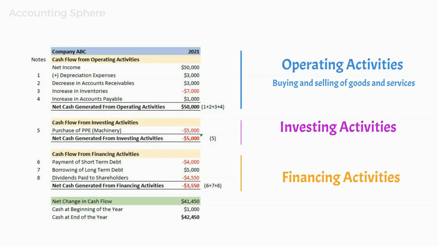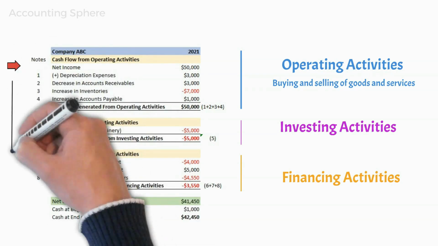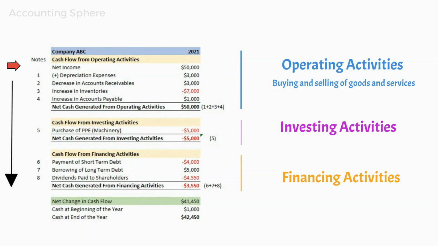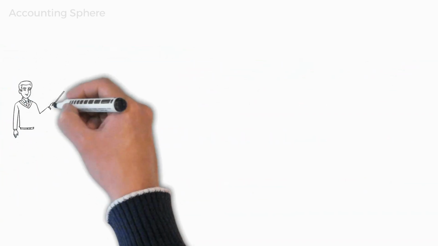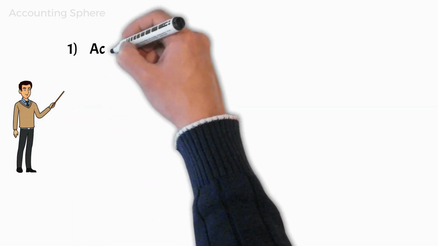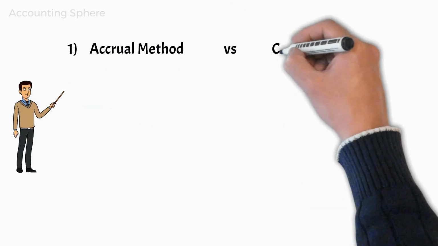If we think of the most commonly used indirect method, the company's net income is the starting point of this section. From here, we'll need to make adjustments to change the amount of net income from the accrual method to the cash method. As mentioned in previous videos in more detail, let's shortly review the concepts mentioned in the previous sentence. 1. The accrual method versus the cash method.